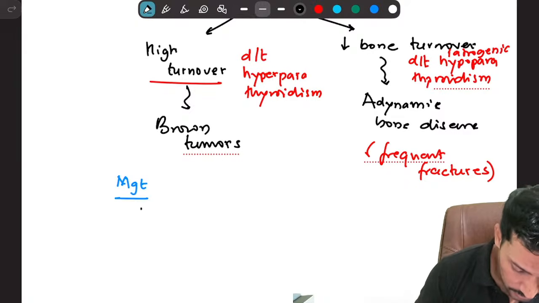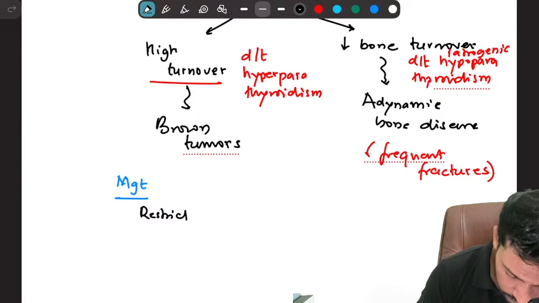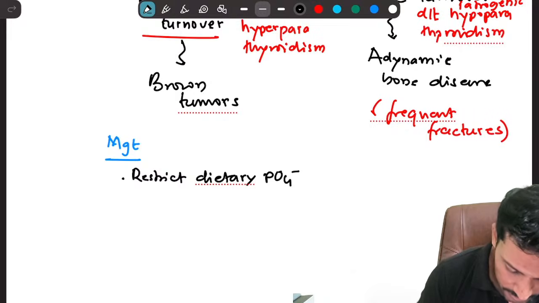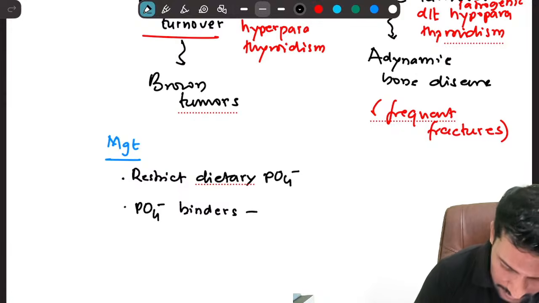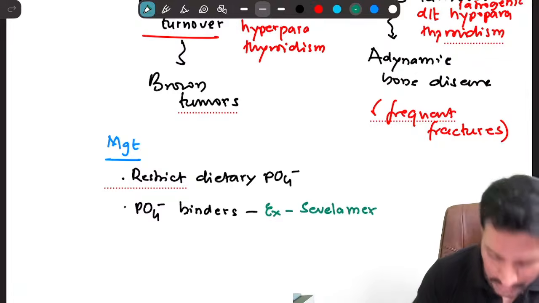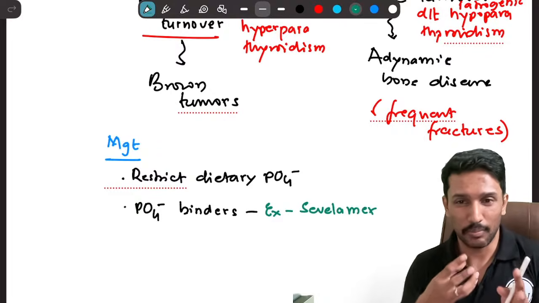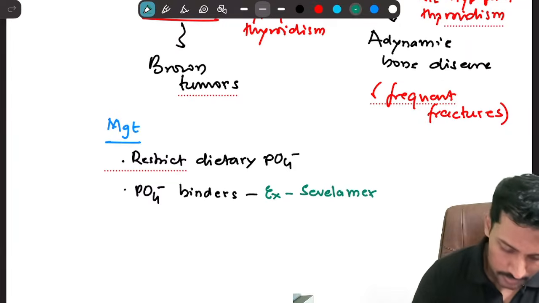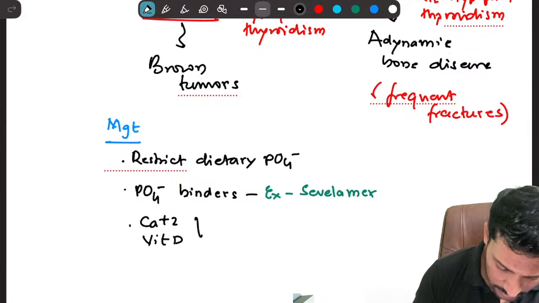I have to do a phosphate restriction in the diet. So the dietary items which are high in phosphate should be eliminated. We can give phosphate binders. An example of a phosphate binder that I can quote is sevelamer. You might have seen a lot of CKD patients in your wards getting this sevelamer along with meals, so that whatever phosphate is there in the meal is bound by the sevelamer and taken away in the stool and doesn't get absorbed. Then calcium and vitamin D supplementation.